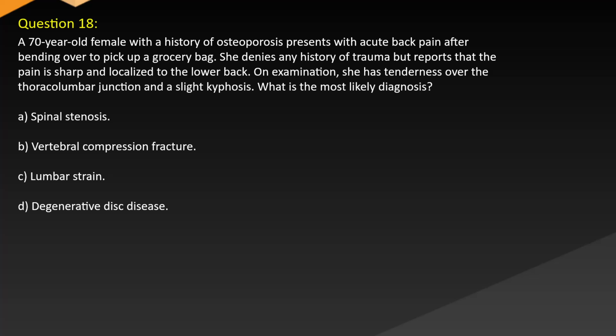Question 18. A 70-year-old female with a history of osteoporosis presents with acute back pain after bending over to pick up a grocery bag. She denies any history of trauma but reports that the pain is sharp and localized to the lower back. On examination, she has tenderness over the thoracolumbar junction and a slight kyphosis. What is the most likely diagnosis? A. Spinal stenosis. B. Vertebral compression fracture. C. Lumbar strain. D. Degenerative disc disease.